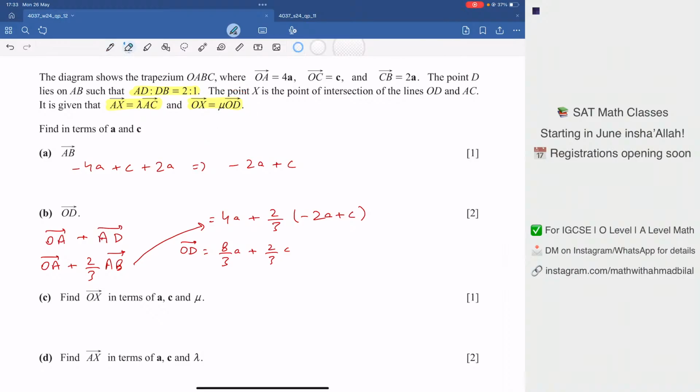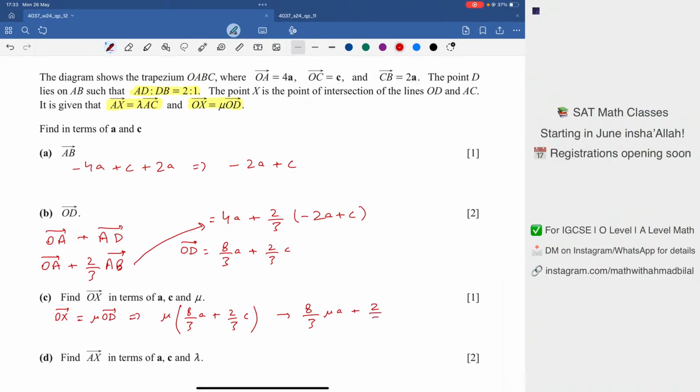You already have OD. They're saying the OX vector is equal to mu times the OD vector. We already know what OD is. So we can say this is mu times OD, which is mu into 8/3 times A plus 2/3 times C. Or you could say that becomes 8/3 mu A plus 2/3 mu C. You could write this directly as well. There's no working required as such. In a 1 mark question, you can just write down the final answer as it is.